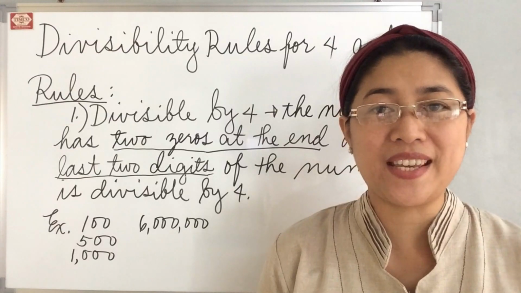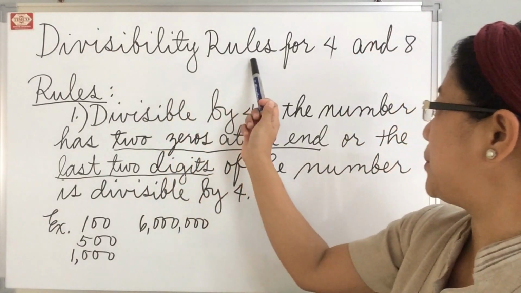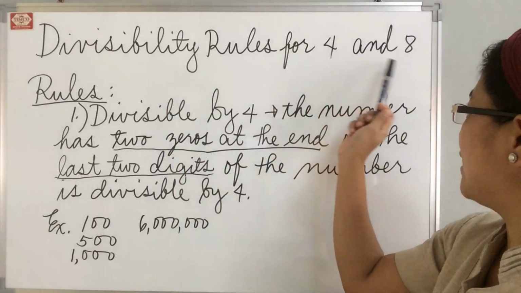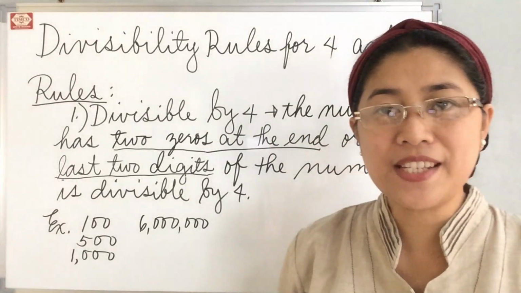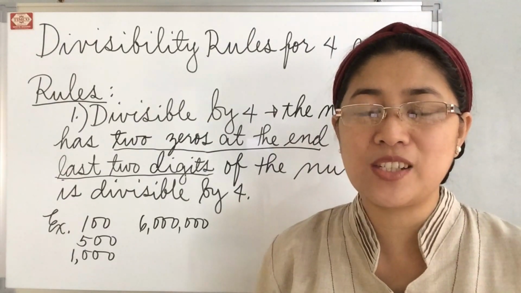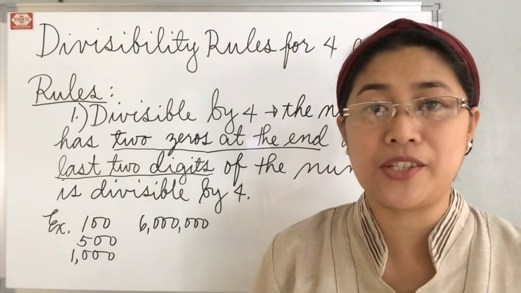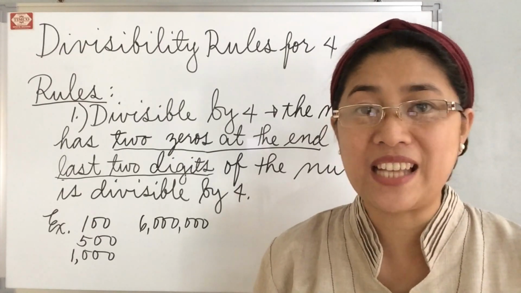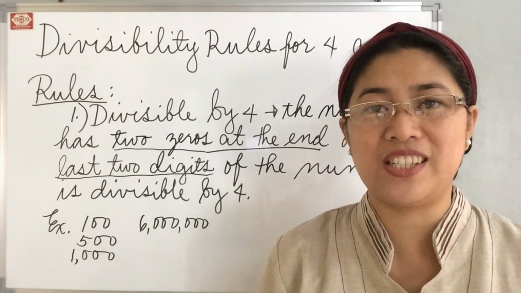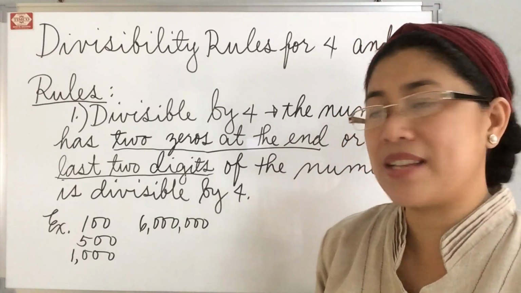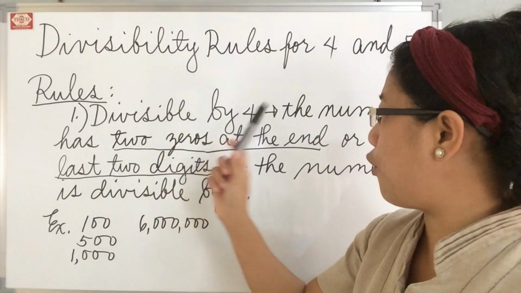Our topic for today is about divisibility rules for numbers 4 and 8. When we say divisibility, it is the quality of a number to be evenly divided by a certain number. Meaning to say, it has no remainder in the quotient. Okay. First, let's have the rule for number 4.